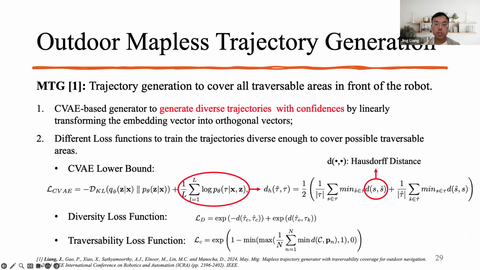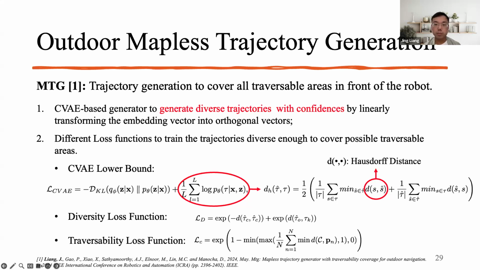These are the loss functions of MTG. So for the CVAE lower bound, in the reconstruction loss, we use Hausdorff distance to calculate the distance between the generated trajectories and the ground truth trajectories. And because we generate a fixed number of trajectories, there could be more or fewer traversable areas compared with the number of generated trajectories. So we might have some redundant trajectories in this case.